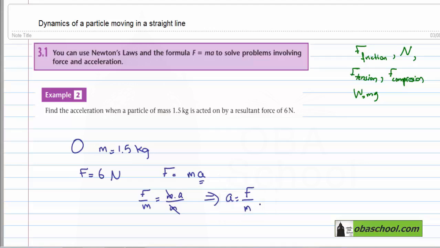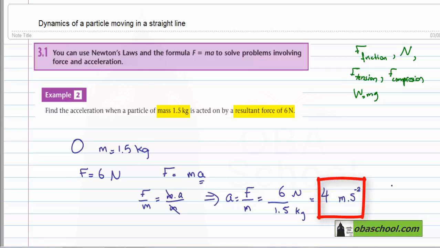So the resultant force is 6 newtons and the mass is 1.5 kilograms. Then 6 divided by 1.5 is equal to 4, where the unit of acceleration is meter per second squared. Then the acceleration of the particle is 4 meters per second squared.